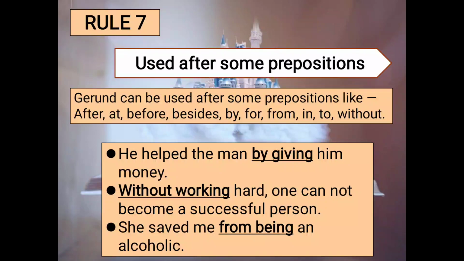Rule number 7, used after some prepositions. Gerund can be used after some prepositions like after, at, before, beside, by, for, from, in, to, and without. He helped the man by giving him money. Without working hard, one cannot become a successful person. She saved me from being an alcoholic.